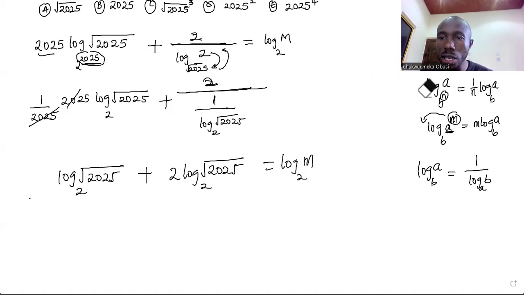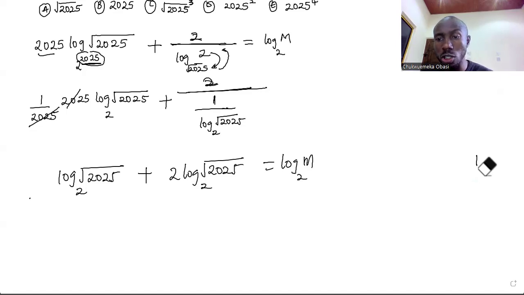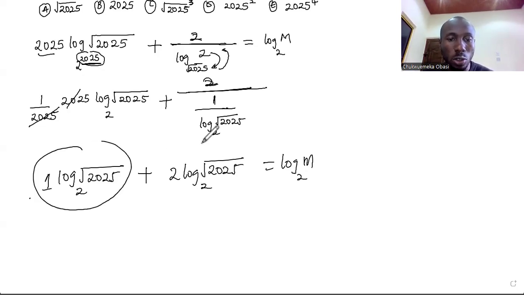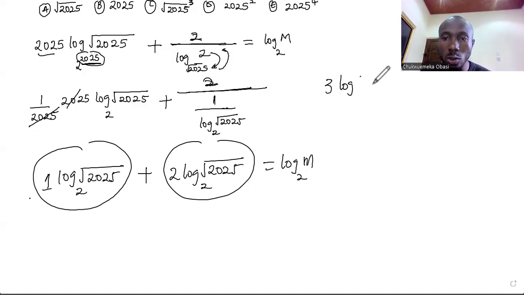Perfect. So now you see how important the laws of logarithm are. Once you understand the laws of logarithm, I don't think you have any problem with any logarithmic equation or logarithmic expressions to solve. Now, to this very point, we are almost at the answer. So this is like 1 of this quantity plus 2 of this quantity, which will give us 3 of those quantities, right? That becomes 3 log the square root of 2025 base 2 equal to log m base 2.